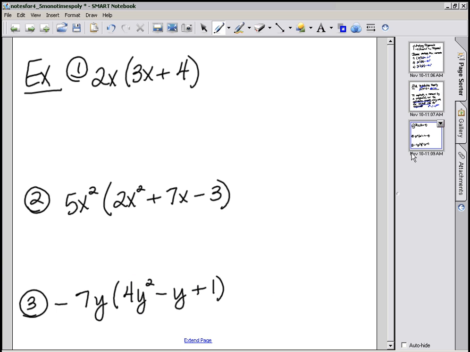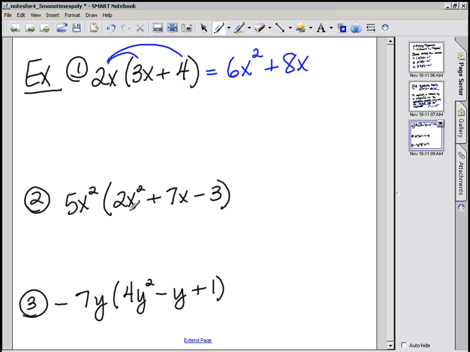So some example problems. 2x times 3x plus 4. We would distribute 2x, 6x squared, 2x times positive 4 would be plus 8x. And here again, don't invent any rules. These are not like terms, so you can't combine that any further.